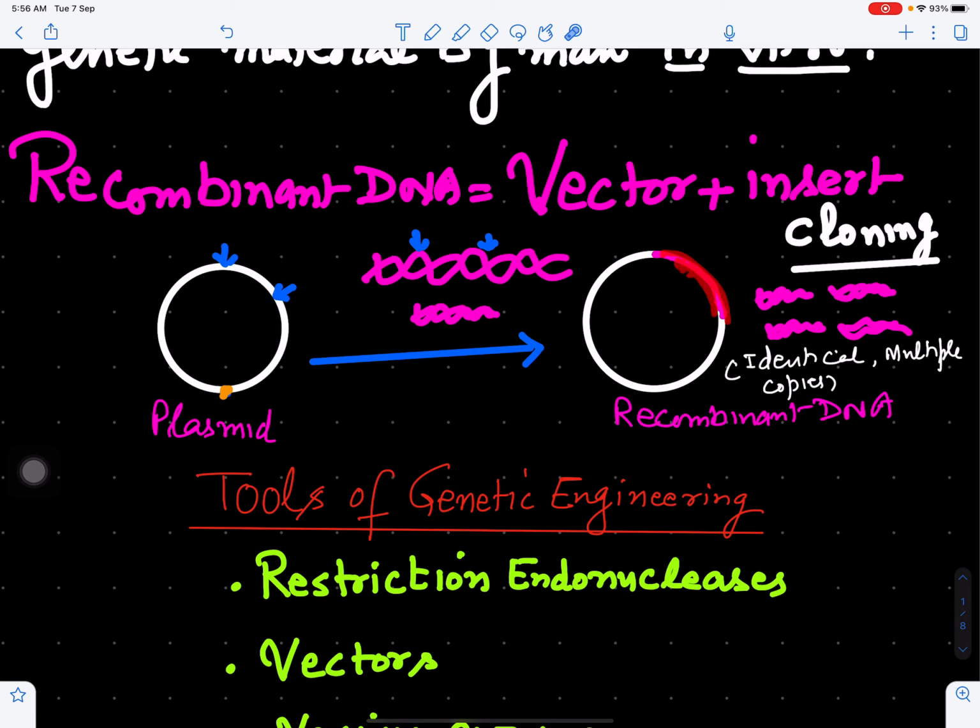Now we can see this is a recombined DNA. This is not a normal plasmid. Now this has gene of interest over here. So this is called as recombinant DNA. Now we will multiply and make multiple copies of this DNA.